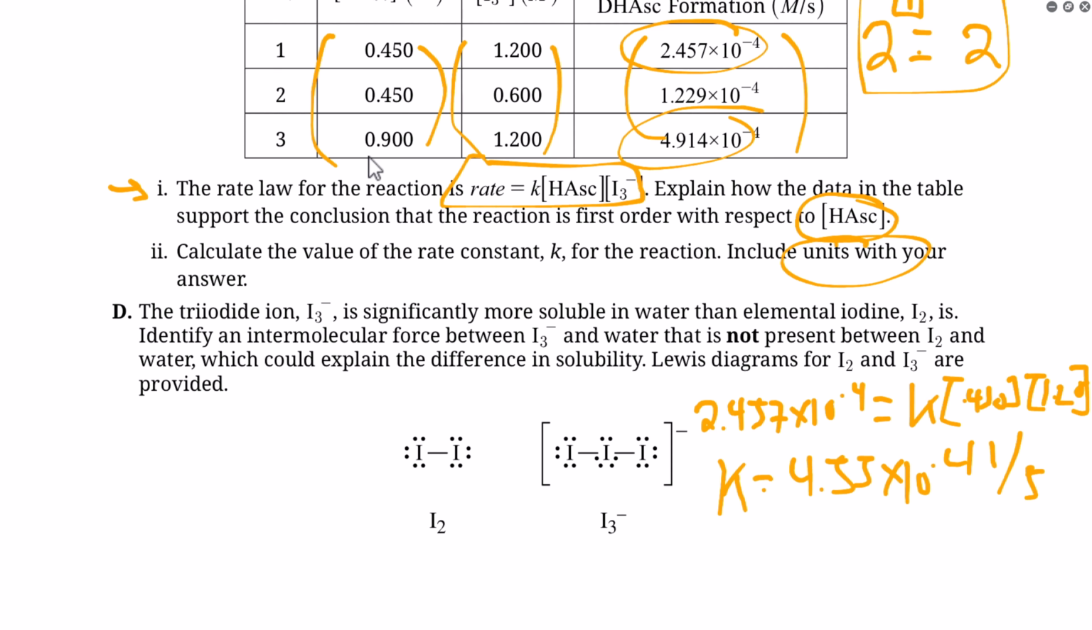I always stress, make sure you include your proper units, and anytime you calculate the rate constant, it is always 1 over the unit for seconds, and since it was molarity per second, it's 1 over second for this.